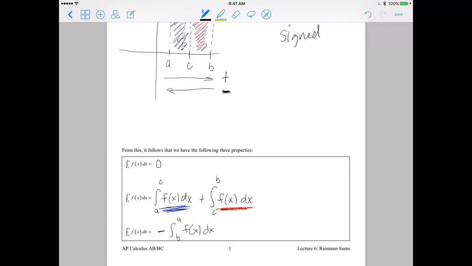Okay, so I believe you have a couple of problems on your assignment that will utilize these properties, so I want to see if you can figure those out given the properties.